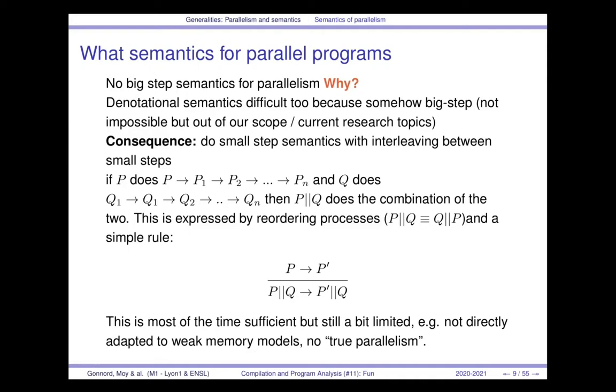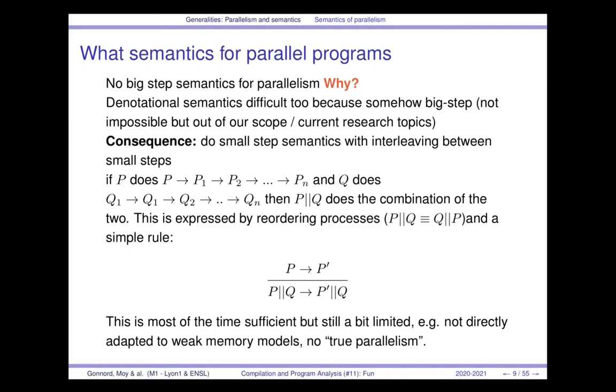Denotational semantics does not exist much either. There's a few trials, but it's difficult also because, in general, denotational semantics is big step. In more recent research topics, you could encounter some form of smaller step approach to denotational semantics that could be considered as a good way to have parallelism. So here we'll do quite standard things and we'll do small step semantics with interleaving between the small steps.